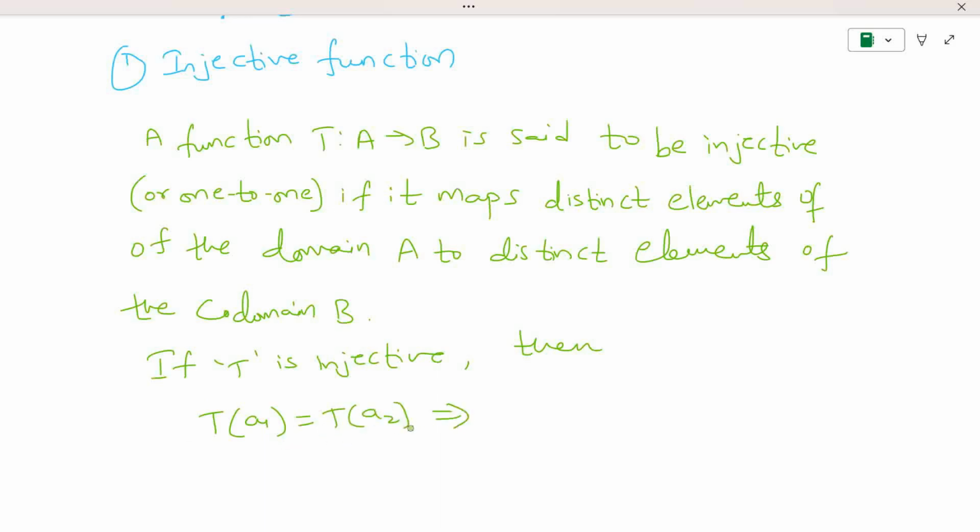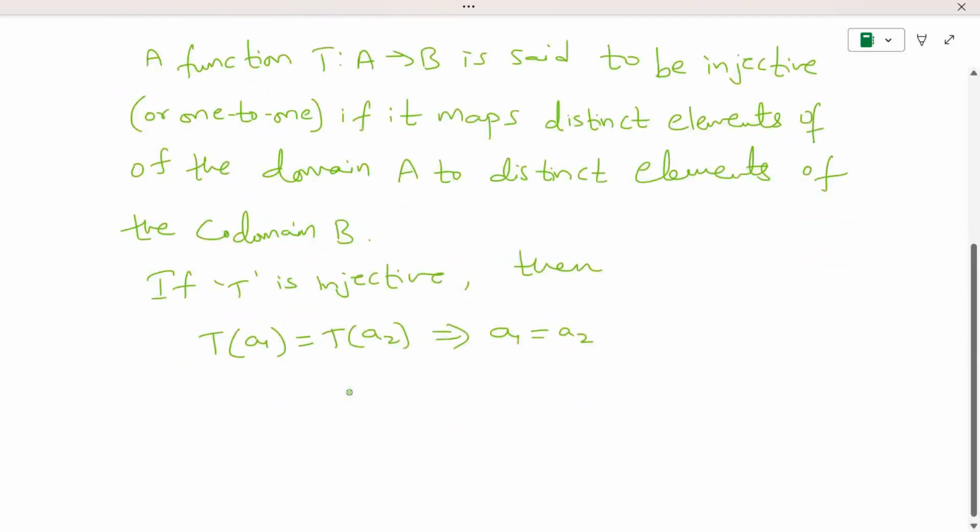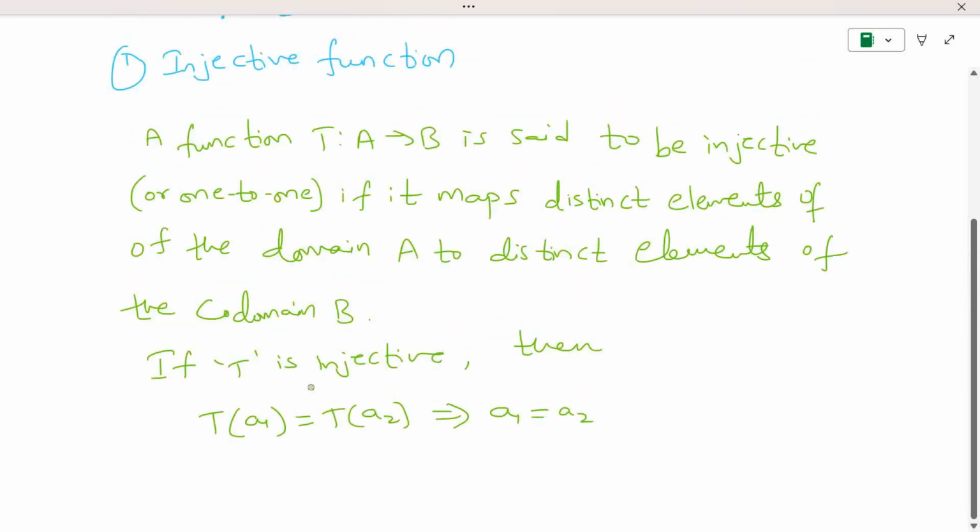So here also the notation which is coming, please pay attention to this. T of A1 which is equal to T of A2. This symbol denotes implies. This symbol means implies. So T of A1 equal to T of A2 implies A1 equal to A2. When I give the example, you will understand what does it mean.